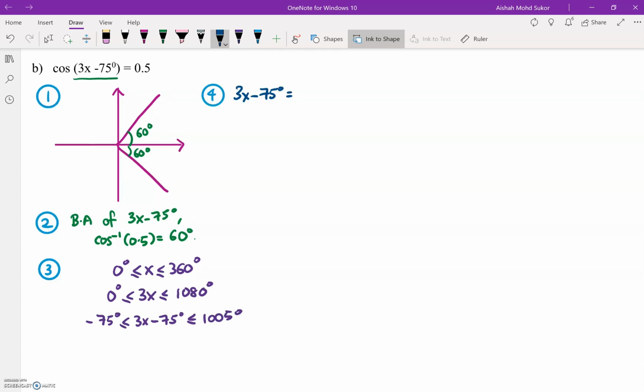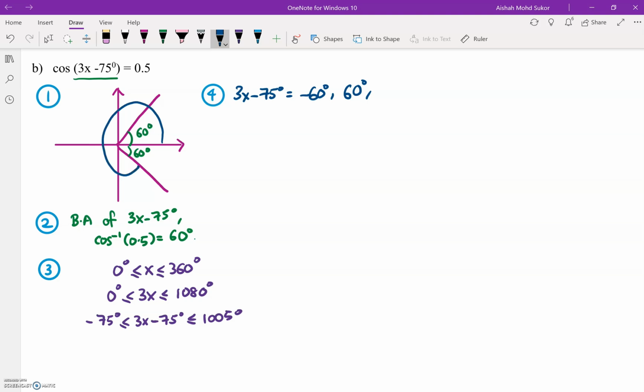By looking at the new interval, 3x minus 75 degree lies between negative 75 degree to 1005. So whenever we have a negative angle, we have to check the clockwise first. So your first angle will be negative 60 degree. You cannot have another negative angle because this angle will be less than negative 75. Now you can look for the positive angle. So this is your first positive angle, which is 60 degree.